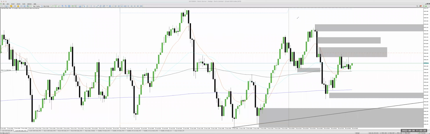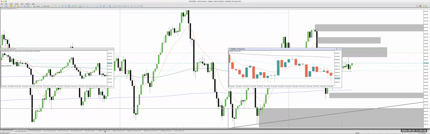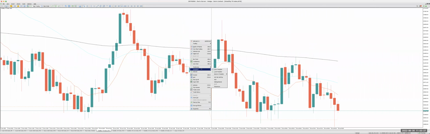So that's C5. I think one other thing I needed to look at was V75. Somebody requested.